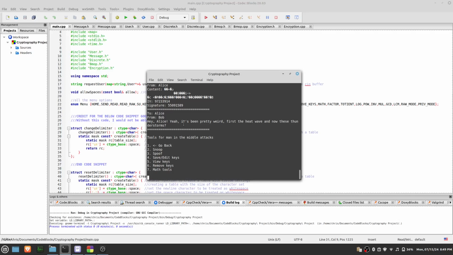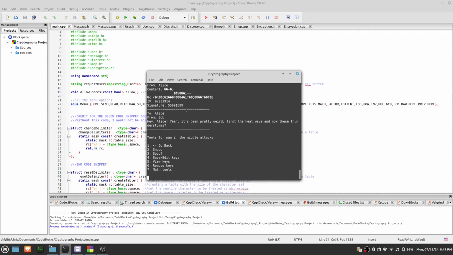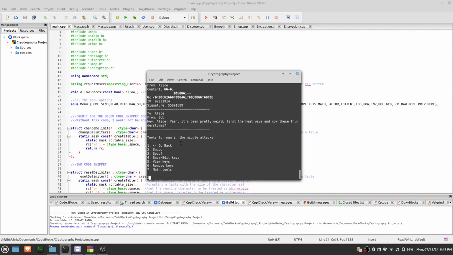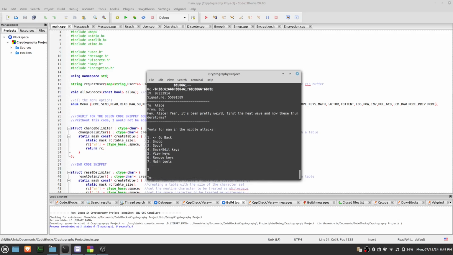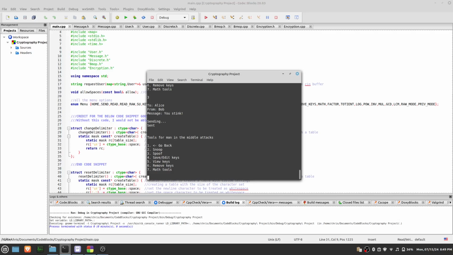So let's see, we have Alice's private key, but we don't have Bob's private key. So let's start by sending, sorry, Bob's snooping Bob as a control group. So it's to Alice from Bob. We're going to say, you stink.